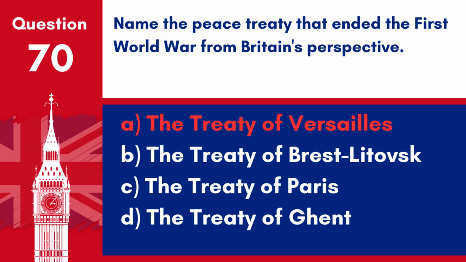Answer A. The Treaty of Versailles. The Treaty of Versailles, signed in 1919, officially ended the First World War from Britain's perspective, imposing significant reparations and territorial losses on Germany.